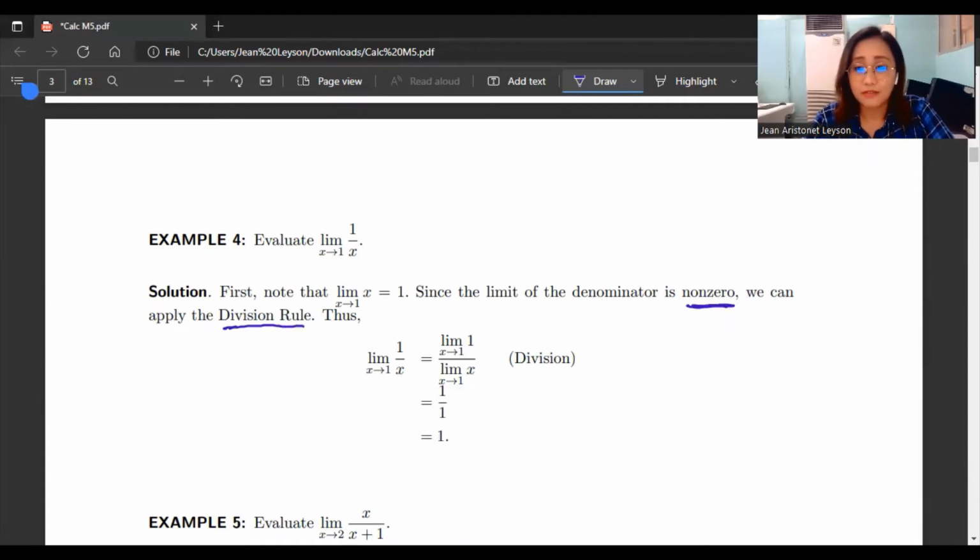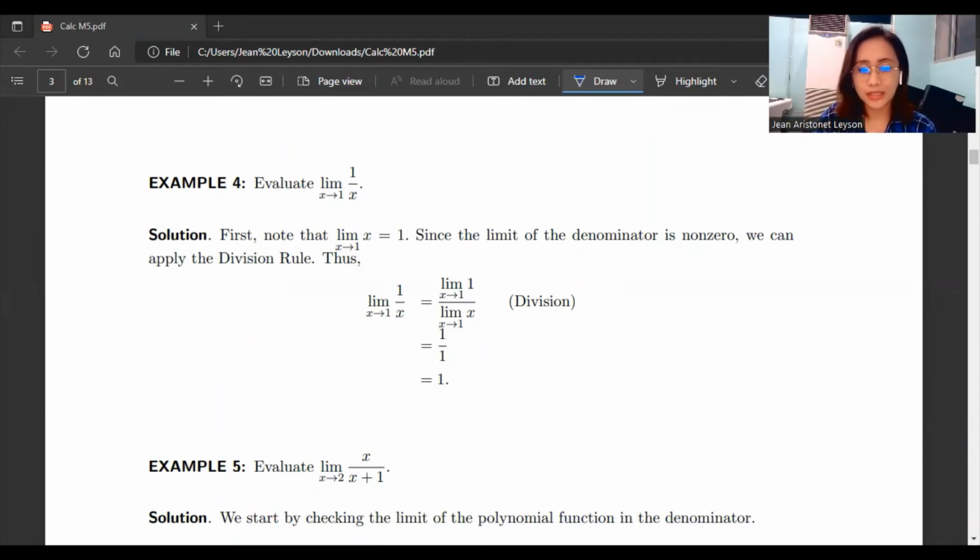So the first thing that we have to consider is to take note that the denominator will not be equal to 0. Otherwise, if the denominator will be equal to 0, we will be applying a different theorem for that, which I will be discussing later. So for now, we will be considering functions wherein the denominators will not be equal to 0. So for this example, evaluate the limit of 1 over x as x approaches 1. For us to determine the limit, the first thing that we need to do is to use the division theorem or the division rule.